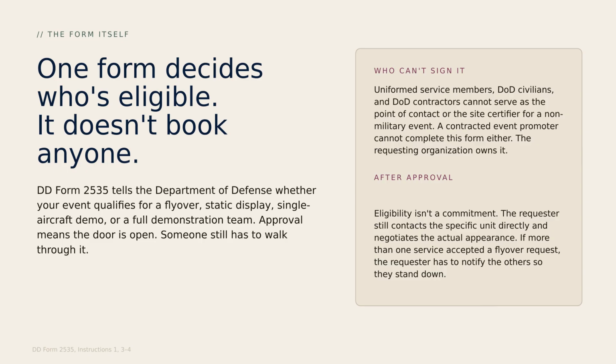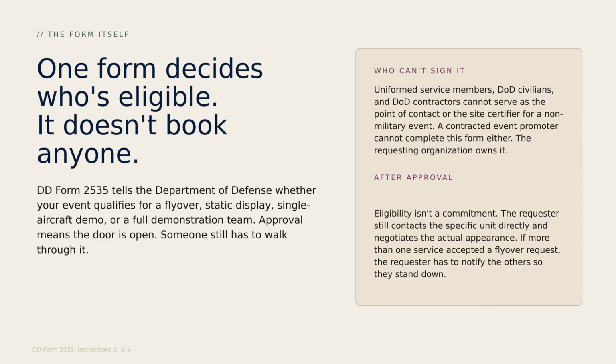Section 2 covers event and site information. The site address, elevation, runway length and width, whether arresting gear is available, and what type of venue you're running. Section 3 is requester information, your organization, your point of contact, and a set of non-discrimination and public access certifications DoD requires from every requester.